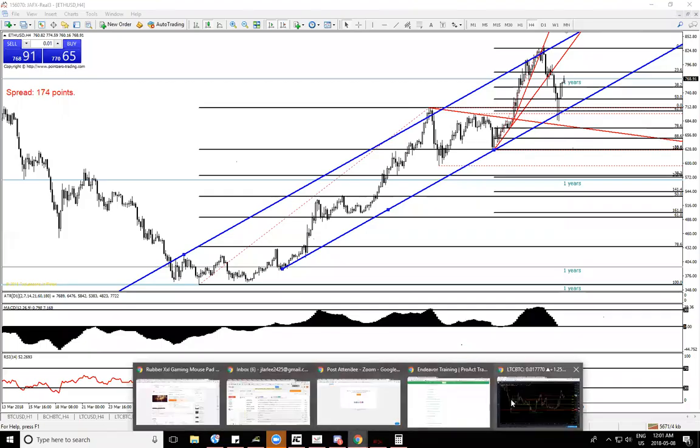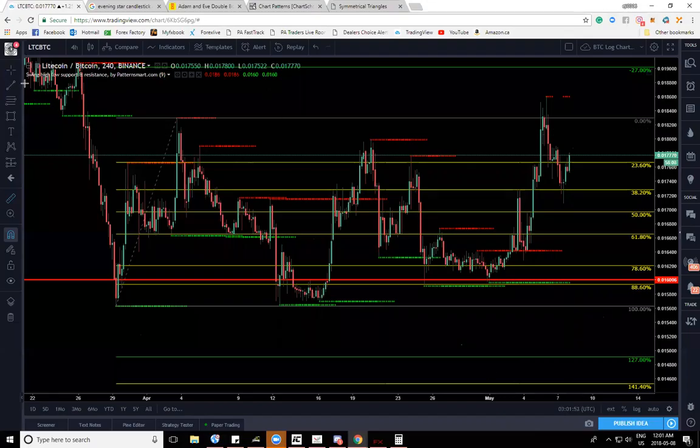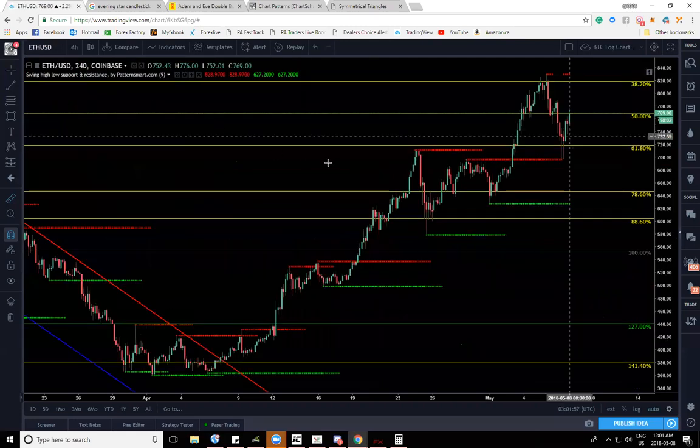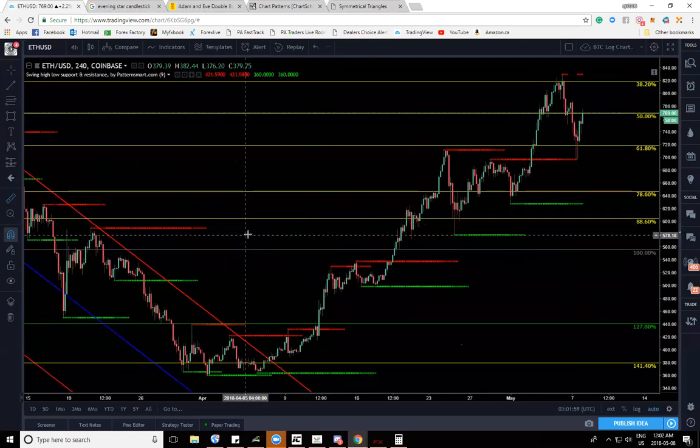So what am I going to do to see if this is right? I'm going to go to TradingView where we have our fib trend tool. I'm going to go in Ethereum. You can do Coinbase, doesn't really matter.